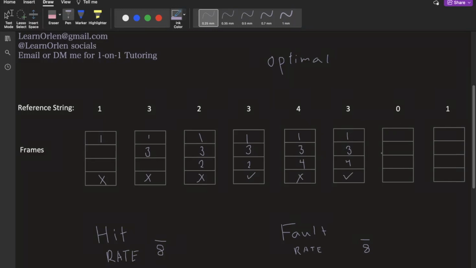Next, we have 0. So we look ahead. Which one is to be used again? We have 1, 3 never used again, 4 never used again. It does not matter which is to be replaced, since none is to be used again. But since we know 3 is more commonly used than 4, 3 is the most recently used, it would make sense to replace 4 instead.